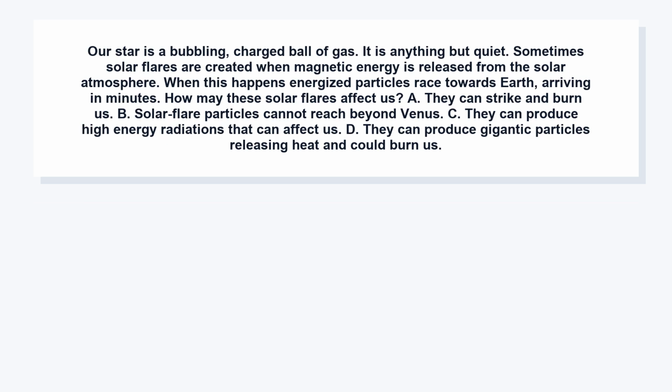Our star is a bubbling, charged ball of gas. It is anything but quiet. Sometimes solar flares are created when magnetic energy is released from the solar atmosphere. When this happens, energized particles race towards Earth, arriving in minutes. How may these solar flares affect us? A. They can strike and burn us. B. Solar flare particles cannot reach beyond Venus. C. They can produce high-energy radiations that can affect us. D. They can produce gigantic particles releasing heat and could burn us.